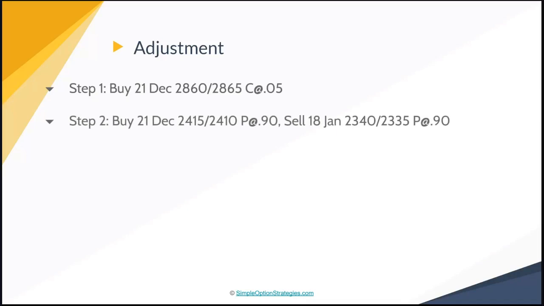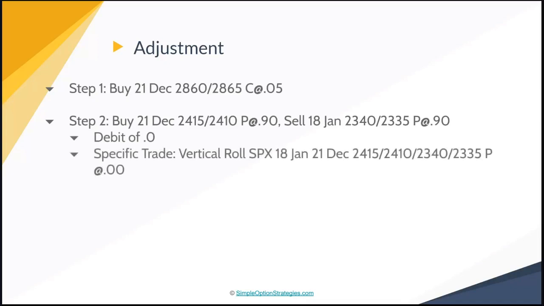So in this case, I closed the non-threatened position for 5 cents, bought the 24.15, 24.10, bought it for 90, and put on the 23.40, 23.35 at 90 cents, right? So it's basically a wash for those almost 100 points down, into the next month. So a debit of 0, and the specific trade is this. It's actually a vertical roll, okay?